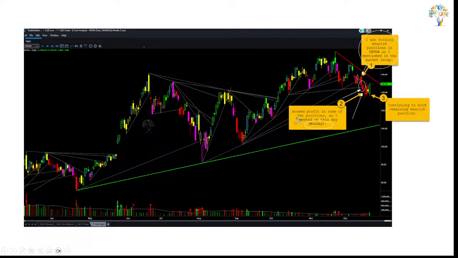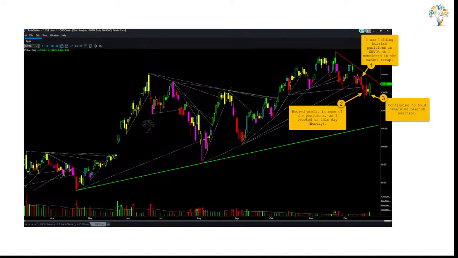And I tweeted at that time that looking at the lower tail, I booked profit in some of the positions. I'm continuing to hold the remaining bearish position in Nvidia. If this trend line resistance is broken, then I may consider closing the remaining position. I have closed enough position in Nvidia so that even if the trend line resistance is broken to the upside, I'll end the trade with a sizable profit.